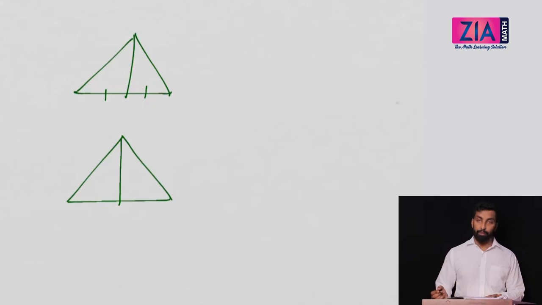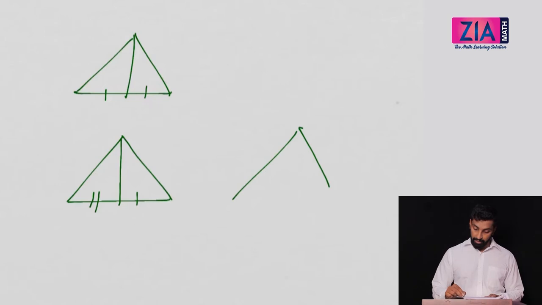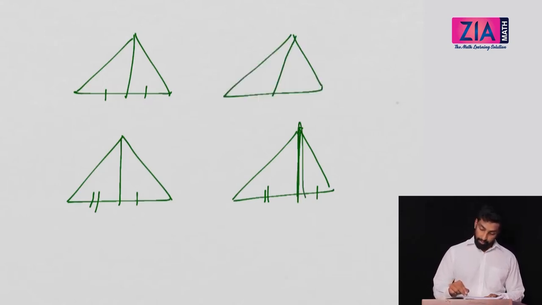Altitude you drop from the vertex only, but you cannot say this and this are equal. The special case can be where they are equal, but you cannot say it is equal. So this is also a possibility. You're dropping it from the vertex, so you cannot say this and this are equal. So this is what altitude is. But what is median? If this is the case, it has to divide equally.